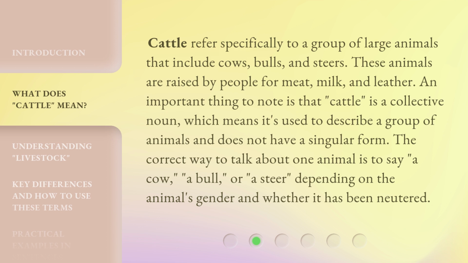Cattle refer specifically to a group of large animals that include cows, bulls, and steers. These animals are raised by people for meat, milk, and leather. An important thing to note is that cattle is a collective noun, which means it's used to describe a group of animals and does not have a singular form. The correct way to talk about one animal is to say a cow, a bull, or a steer, depending on the animal's gender and whether it has been neutered.